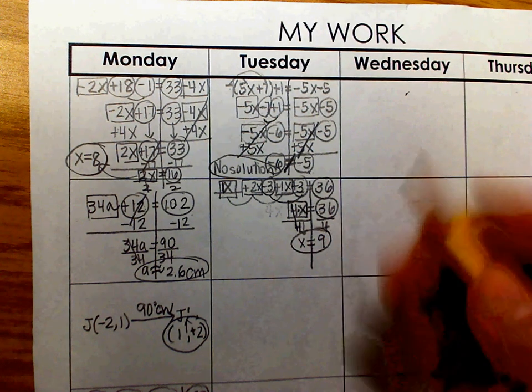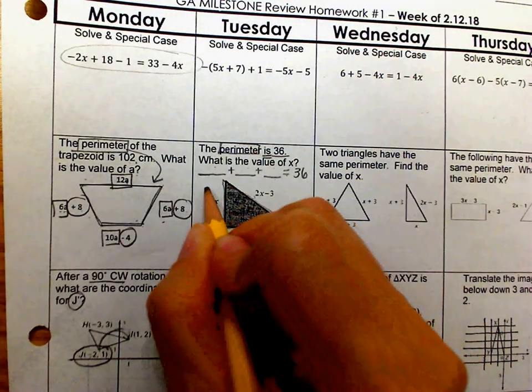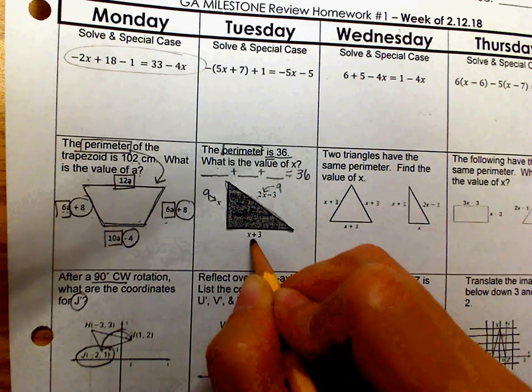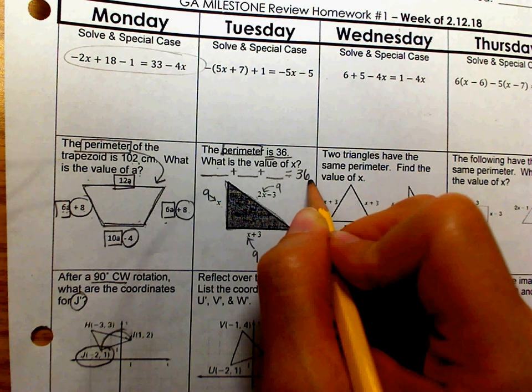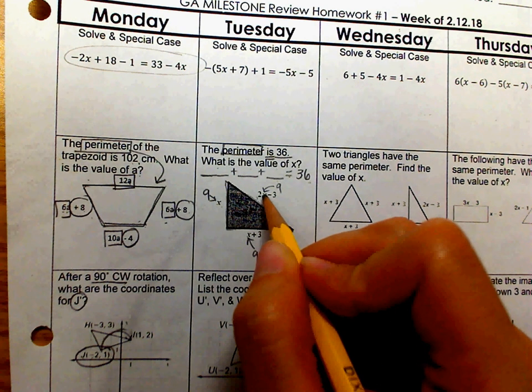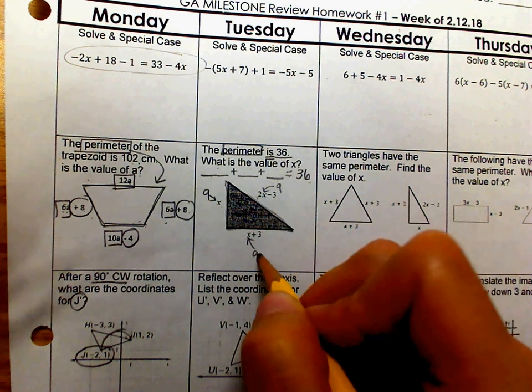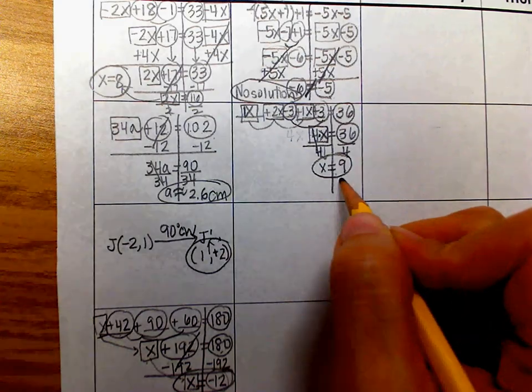So that means if I put the 9 in here, put a 9 here, and put a 9 here, and put a 9 here, then when you add up the perimeter, it should all add up to be 36. So 9, this is 12, and that's 18 minus 3 is 15. 15 plus 12 plus 9 ends up being 36. So that was just my way of checking, but the answer for this problem, x equals 9.